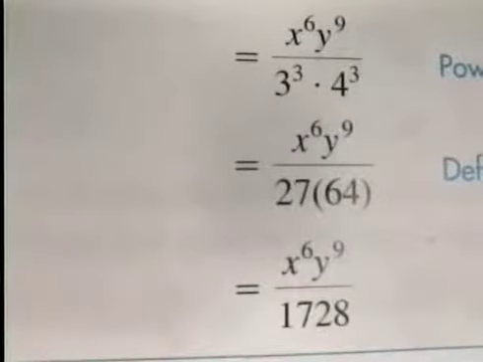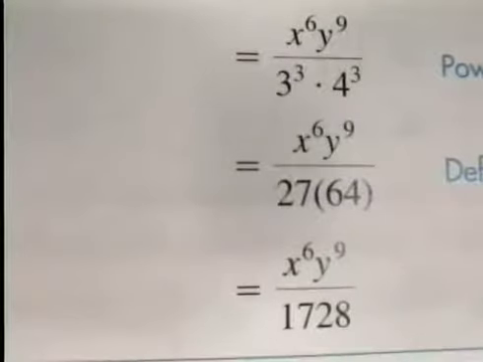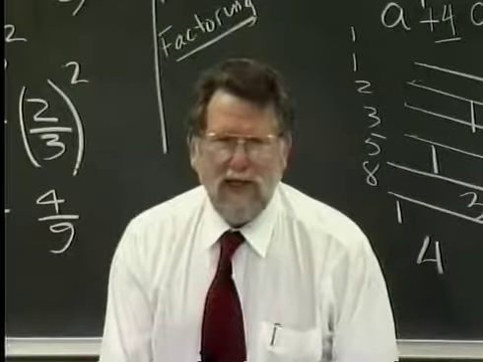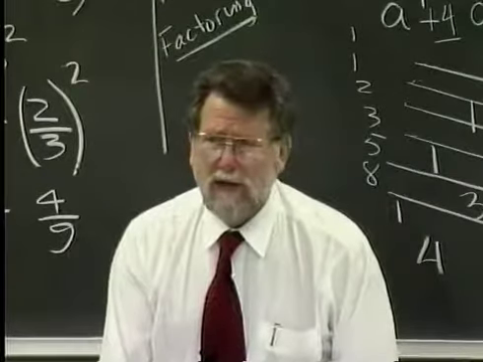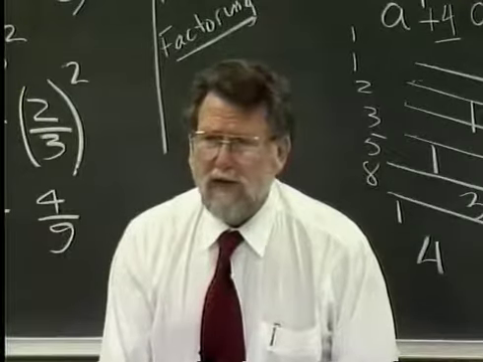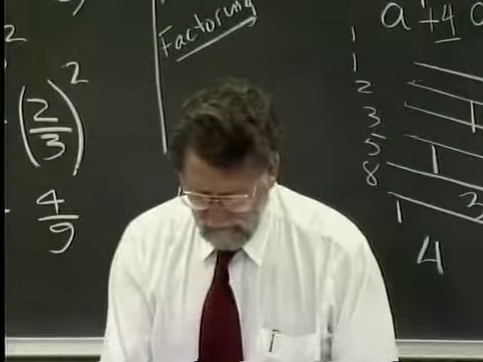Do you recognize 1,728, anyone? No. Keep thinking. 1,728. How many cubic inches in a cubic foot? 1,728 cubic inches in a cubic foot. 12 by 12 by 12. 12 gross would be 1,728.